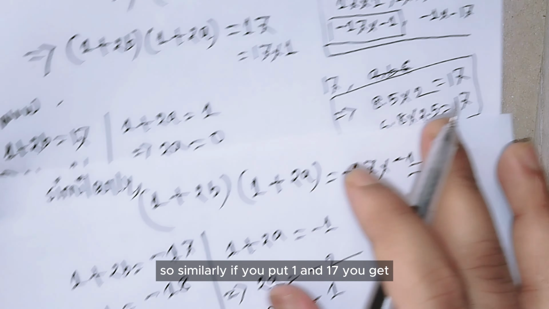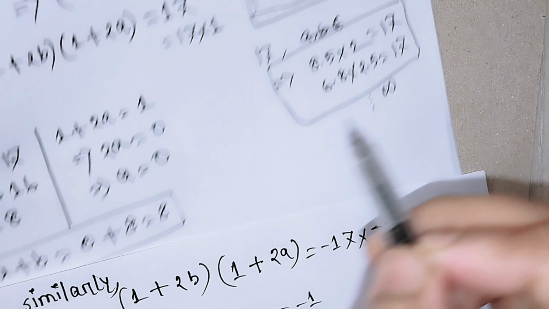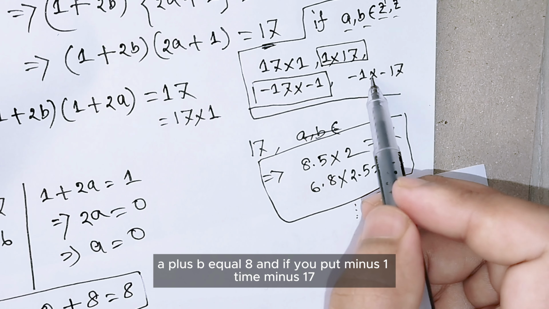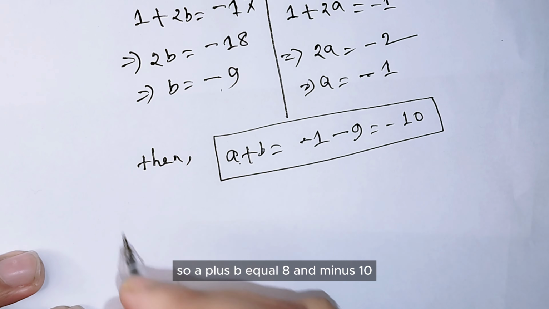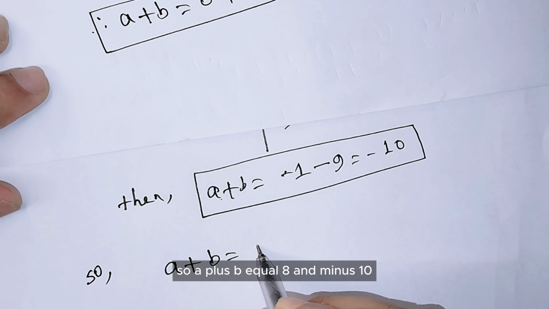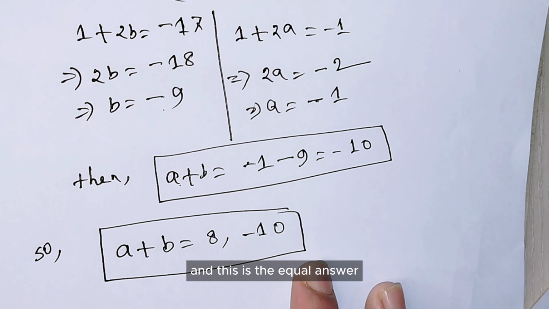Similarly, if you put 1 times 17, you get a plus b equal 8. And if you put minus 1 times minus 17, you will get this answer. So a plus b equal 8 and minus 10. And this is the exact answer.